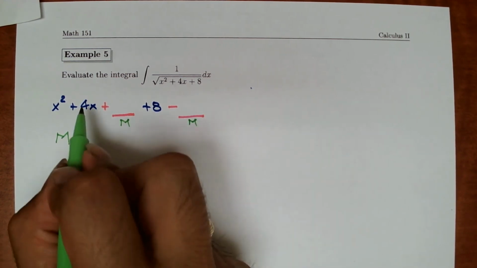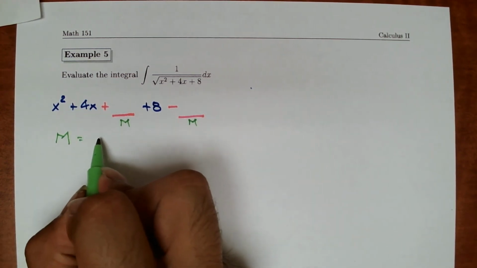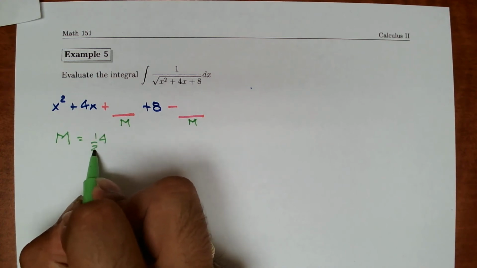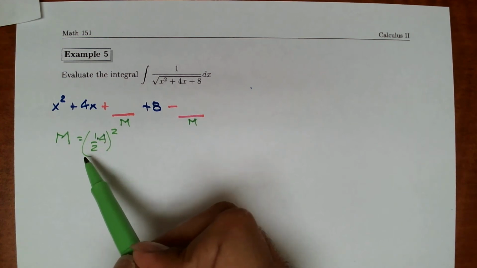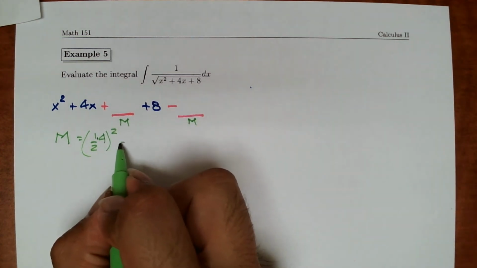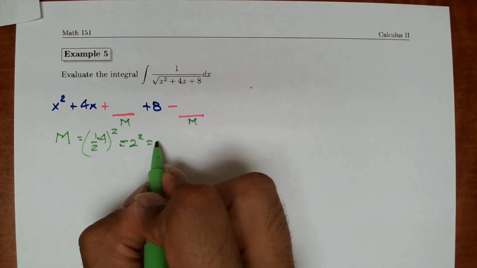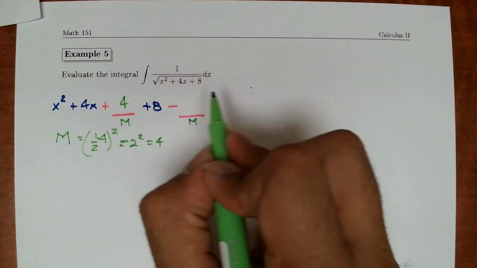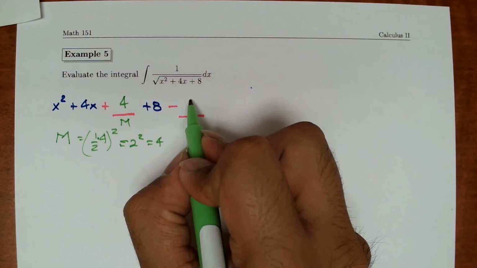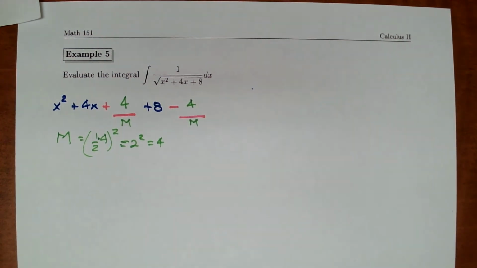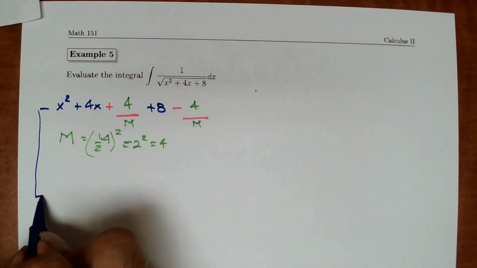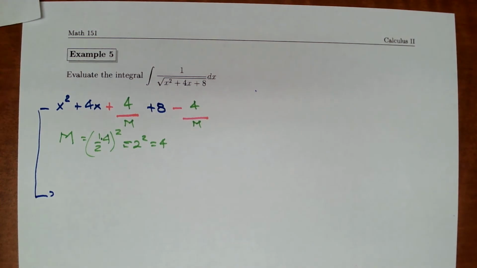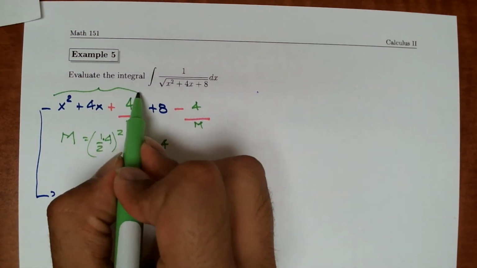It's going to be the coefficient of x, which is 4, times 1/2, and square that number. So 4 divided by 2, which is 2, and then 2 squared equals 4. So 4 and 4, all right? Now, if we keep going here, this right here will be the perfect square trinomial.